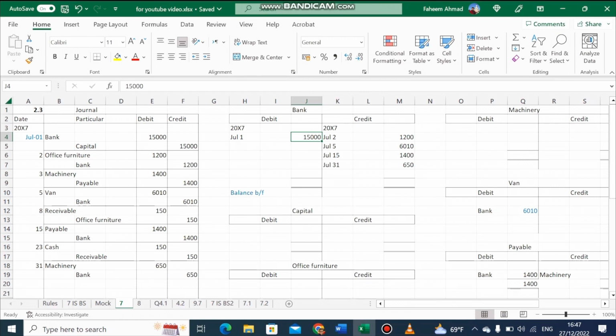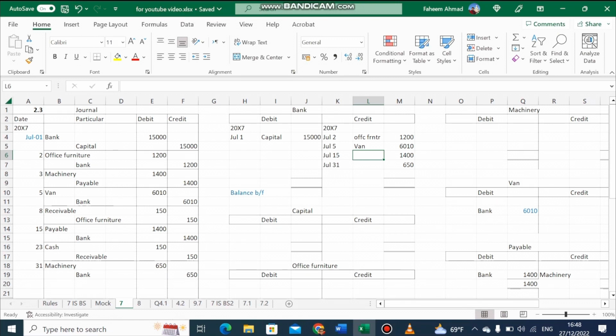For this debit entry in bank account of 15,000, what was the corresponding entry in credit? It was capital. So I'm going to post here capital. And then on July 2nd, there is a credit entry for bank. What is the opposite entry? It is office furniture. I'm going to post here office furniture. And then bank credit 6010. What was opposite entry? Van. I will post here van.